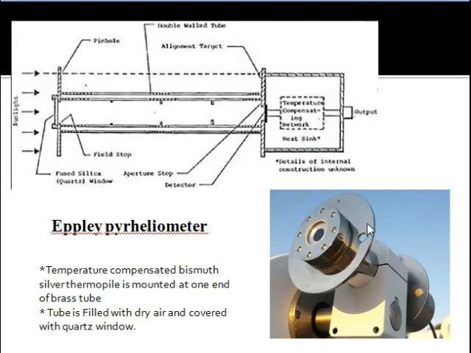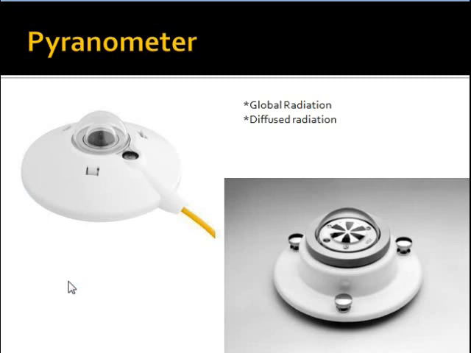And here in this picture we can see the actual instrument which is used in measuring the solar beams in the industries. So this is a tube, and these are the mounting mechanisms. Light beam enters through this hole, and there will be a sensor, and the voltage will be measured from the cable which is coming out here. This is about the Epley pyrheliometer.